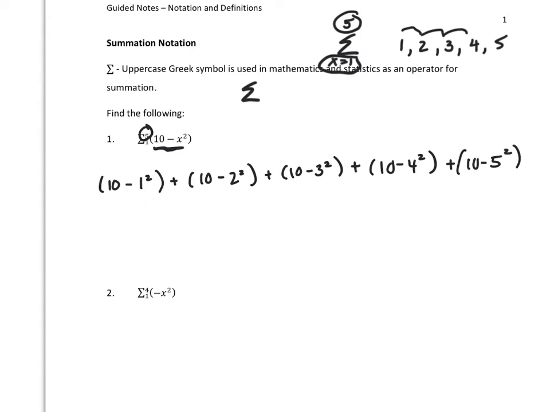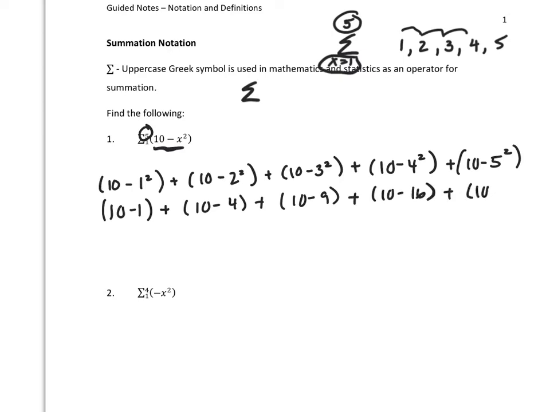So this will be 10 minus 1, because I squared the 1, plus 10 minus 4, plus 10 minus 9, plus 10 minus 16, plus 10 minus 25. And that gives me 9 plus 6 plus 1 minus 6 minus 15, and that's negative 5.